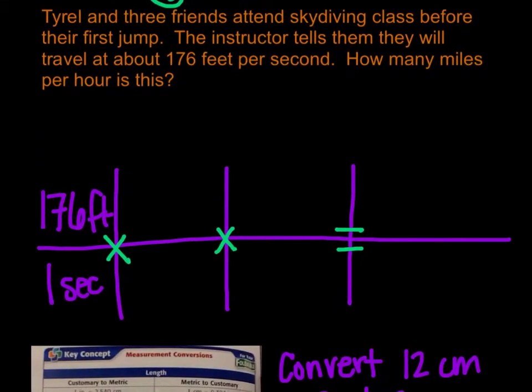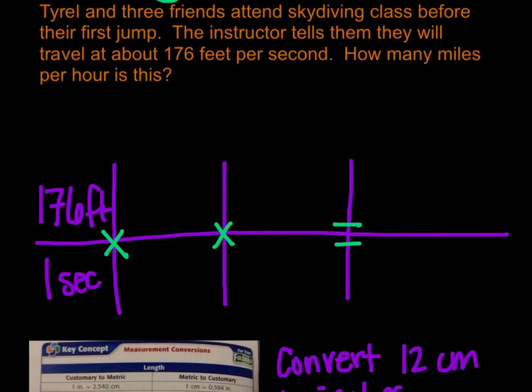That's pretty cool. So let's look at another problem that we use this same template for. Tyrell and 3 friends attend skydiving class before their first jump. I've been to skydiving class, and it's pretty cool. The instructor tells them they will travel at about 176 feet per second. How many miles per hour is this? So we can take this one step at a time.